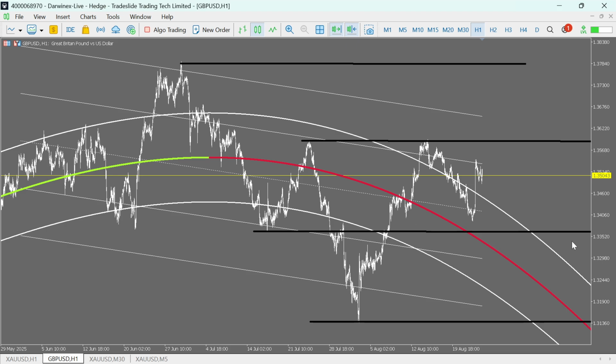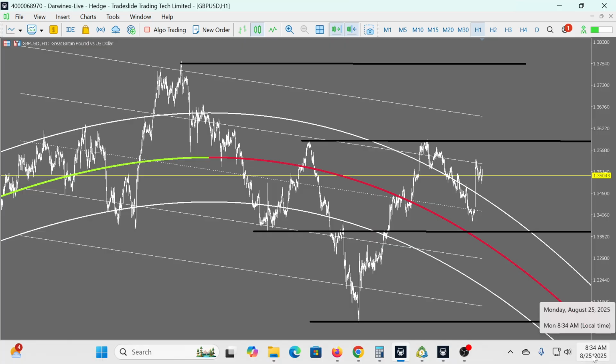All right, guys, this is my analysis for the British pound US dollars. August 25, 8:34 a.m.